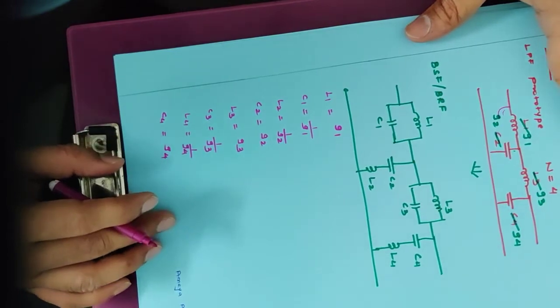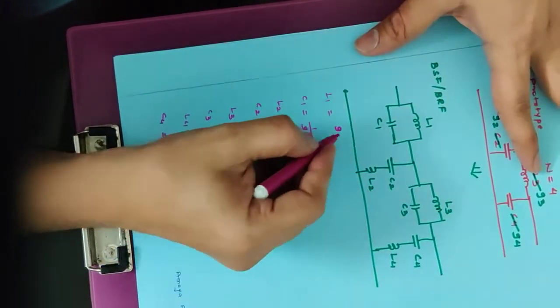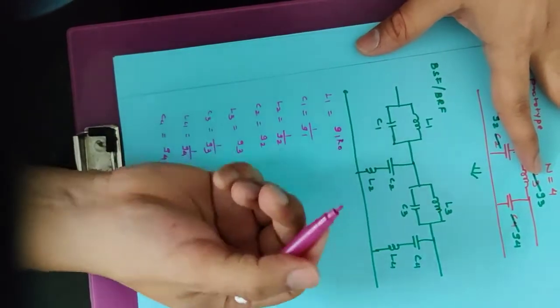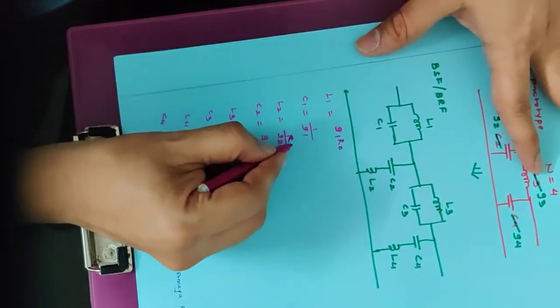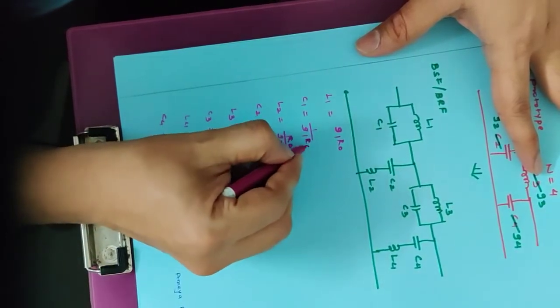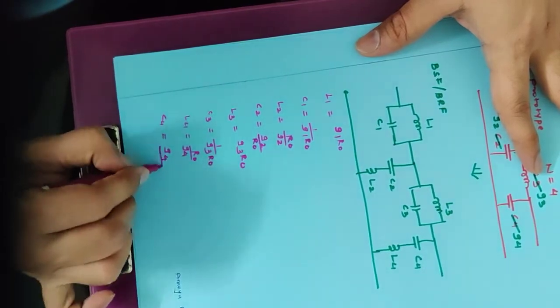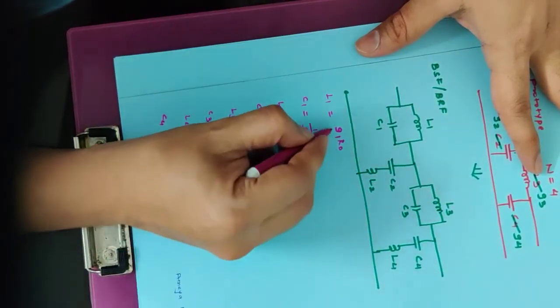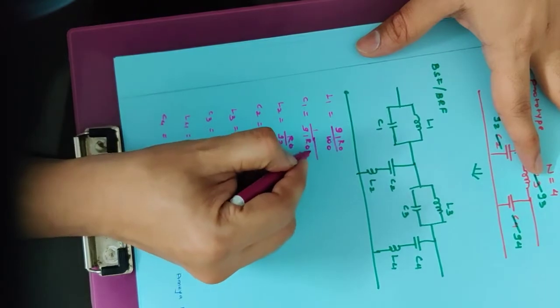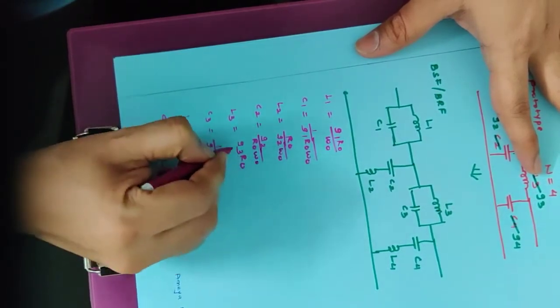After this we have to apply the impedance scaling. Impedance scaling is applied as multiplication by R0, or Z0 you can say, for the inductor, and division by R0 for the capacitor. Now frequency scaling: division by omega naught for each and every element.